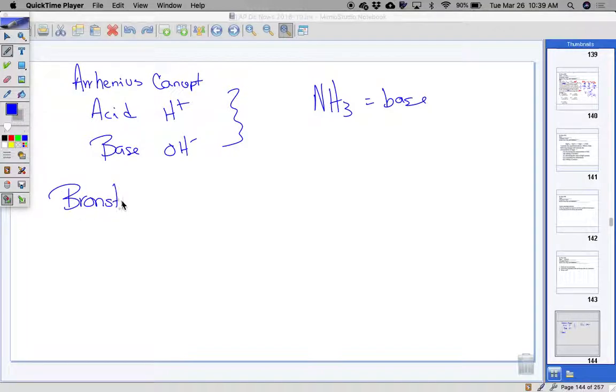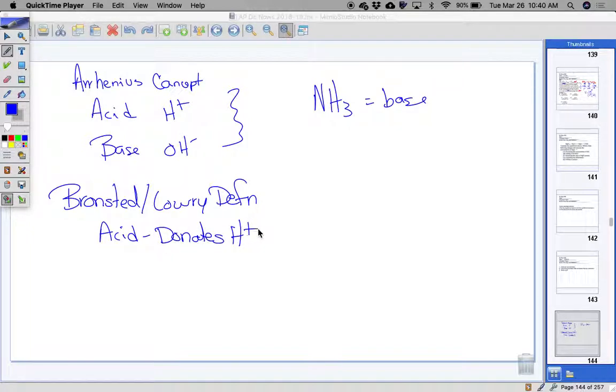So the next definition is the Bronsted-Lowry definition. This is the one we will use pretty much for AP Chem. There is a Lewis acid and base as well, and it keeps track of electrons. That one is no longer tested on the AP test, but I can promise you'll see it in college. So we'll mention it, but you won't be responsible for it. All right, so the Bronsted-Lowry definition, what does it say an acid does? Donates an H plus. What does it say about a base? It says it accepts the H plus.